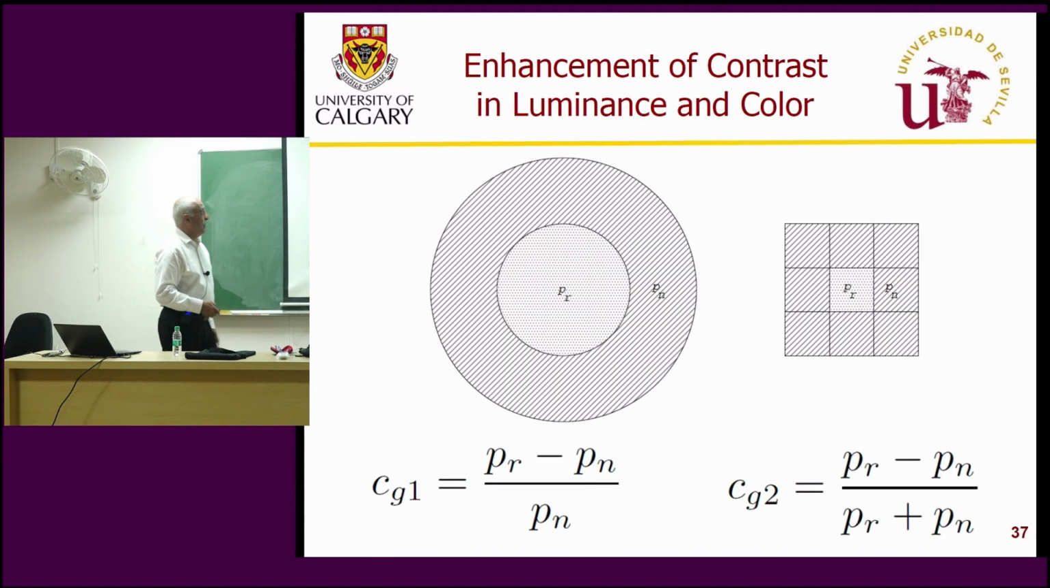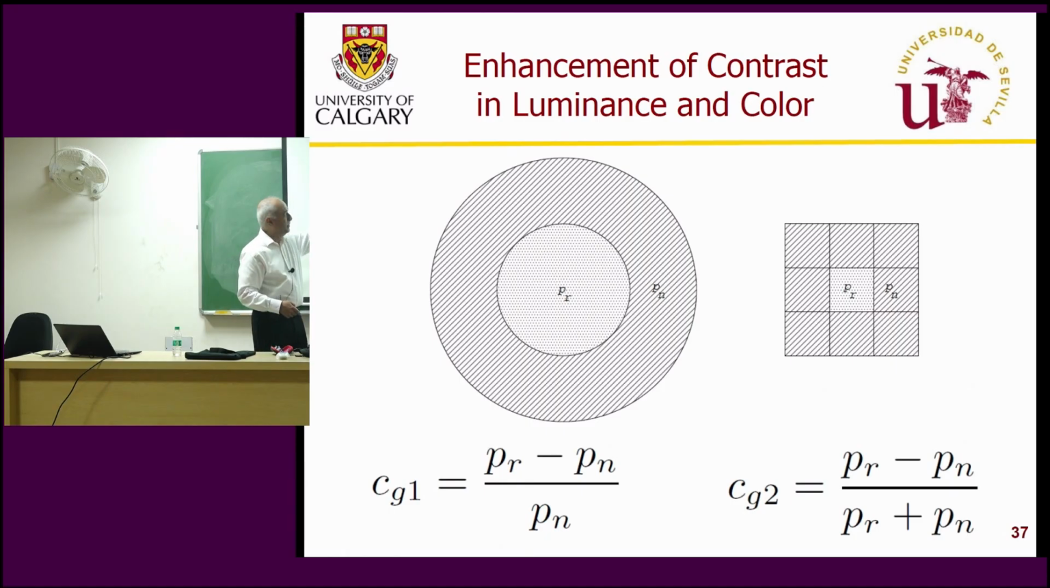To enhance contrast, we can use a definition of contrast like this: PR minus PN over PN, like F minus B over B. We have seen the region of interest and its background, and that is grayscale contrast. Or you can use this, PR minus PN over PR plus PN. You can use a circular region. You can use 3 by 3. You can say, this is my region of interest. My reference is somewhere else in the image. You need some reference for the denominator.